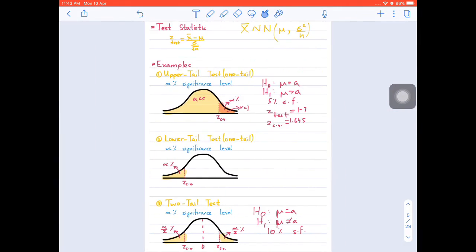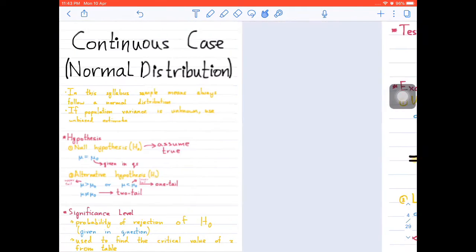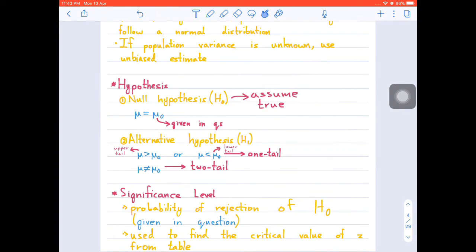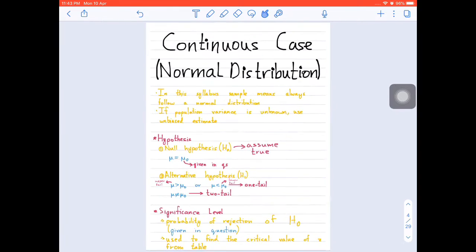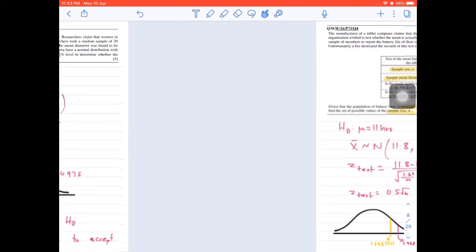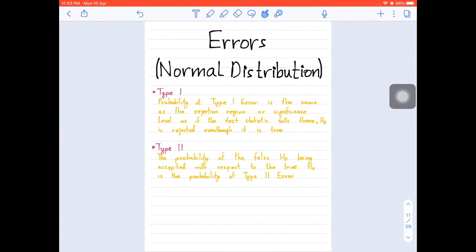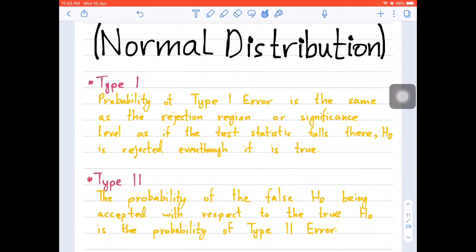Over here, the significance level was the rejection of H0. Even if H0 was true, the significance level gave the probability of rejecting that true H0. So in a type 1 error, a true H0 is being rejected. The probability of the rejection region, or the significance level, directly gives the probability of a type 1 error, because the true H0 is being rejected. Again, the significance level gives the probability of the type 1 error.